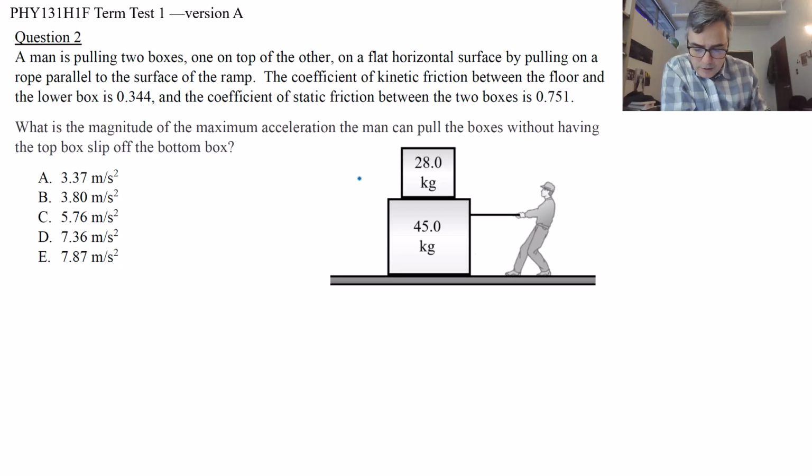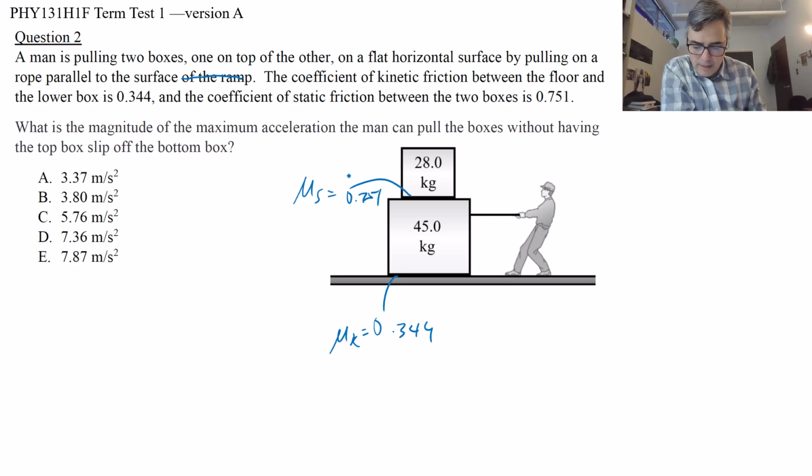A man is pulling two boxes, one on top of the other, on a flat horizontal surface by pulling on a rope parallel to the surface. A horizontal rope, I guess, right? The coefficient of kinetic friction between the floor and the lower box, mu k, is 0.344, and the coefficient of static friction between the two boxes, mu sub s, is 0.751.